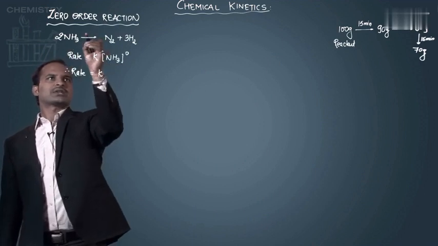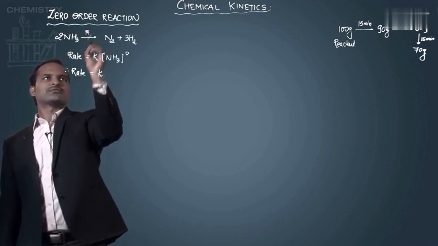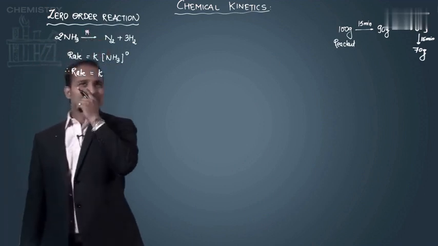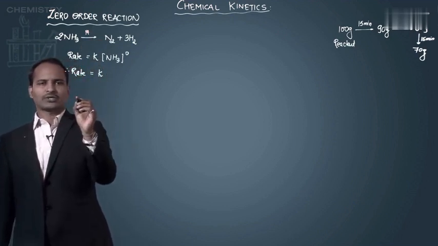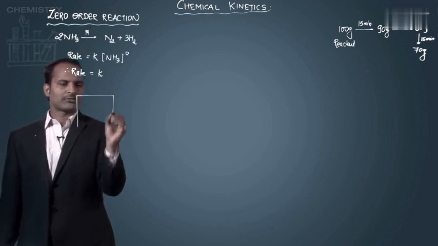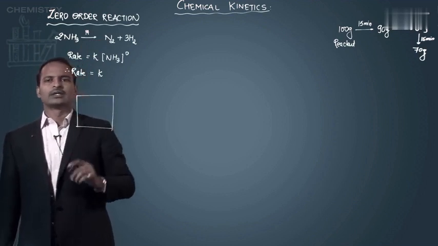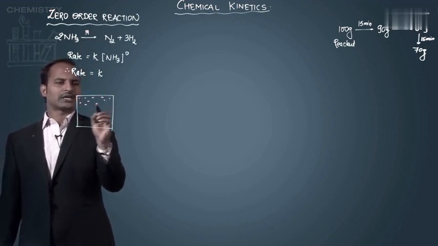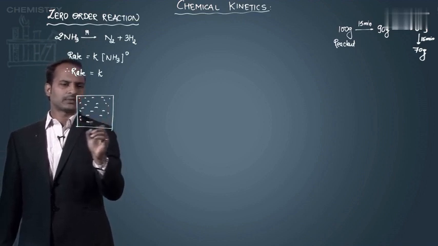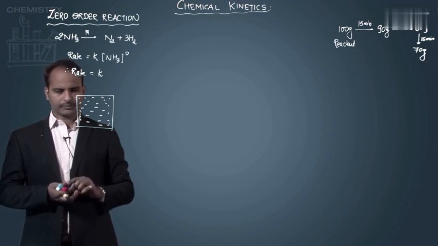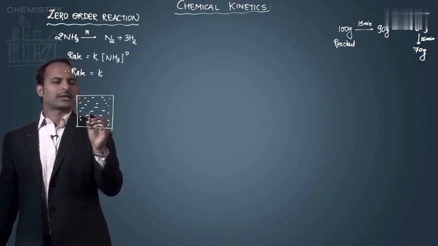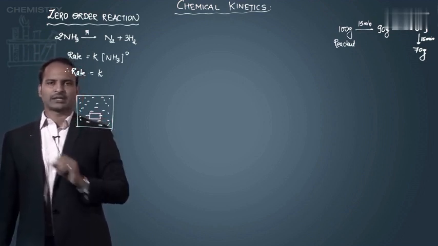In this case, the reaction takes place in the presence of platinum, which is acting as a catalyst. Let's see why the reaction is independent of the concentration of reactant. For example, suppose I have a container. This container is full of ammonia gas. There is platinum metal which is acting as a catalyst.